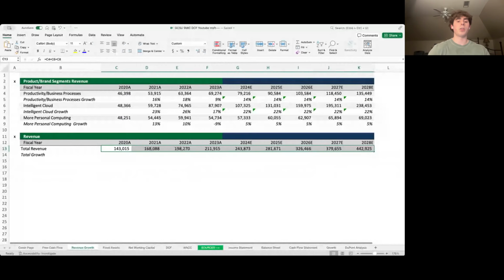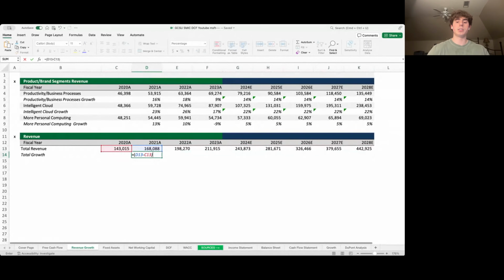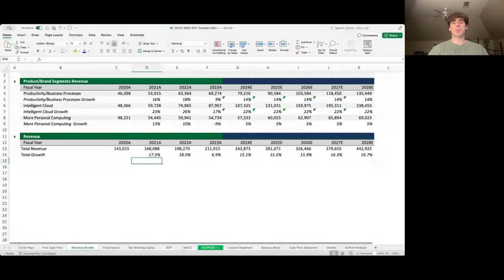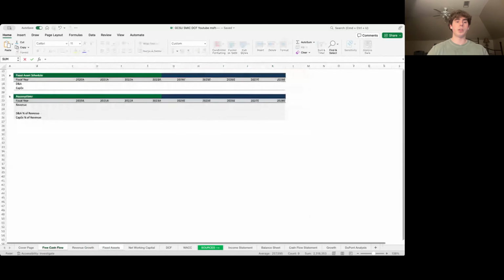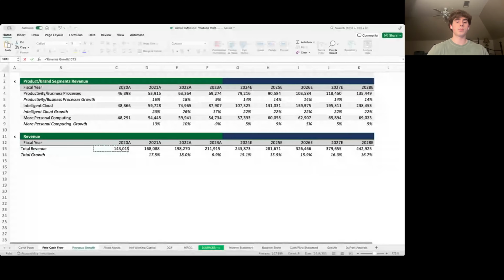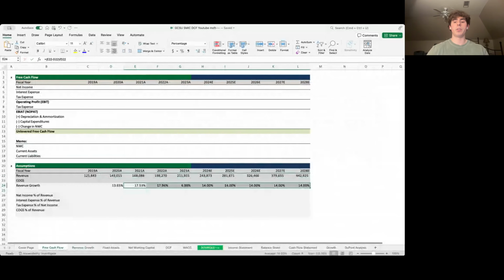Shift right, Command R. Total revenue growth, it's just this year minus last year divided by last year. Shift right, Command R. I believe this way of projecting out future revenue is more accurate. Therefore, I'm going to use this for the rest of the model. So go back to the free cash flow page, delete these year's revenues, and link them to the revenues on the revenue growth page. Do the same thing for the revenue growth rates.